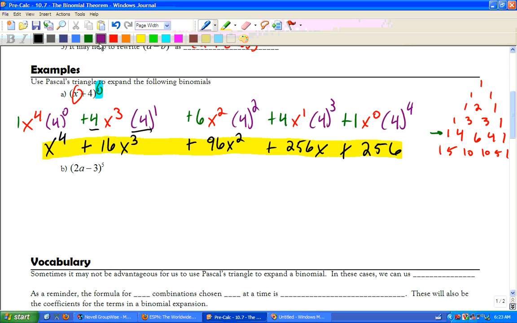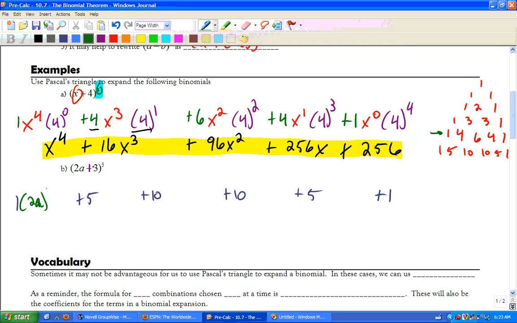For the next one, again, 2a minus 3. Now this minus is going to help us. If we write it as plus and negative, it's going to help us with this problem. We're going to grab the coefficients once again. 1, this time from row 5, 5, 10, 10, 5, 1. We're going to start with 2a.